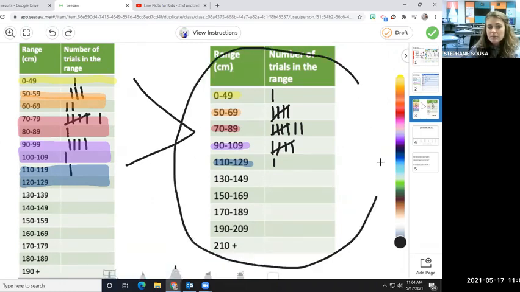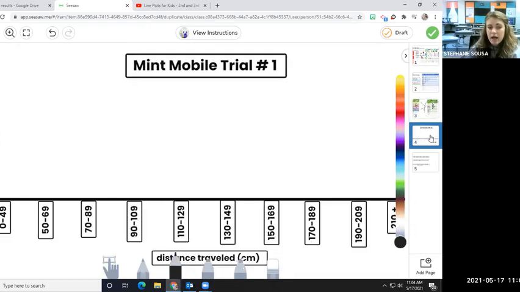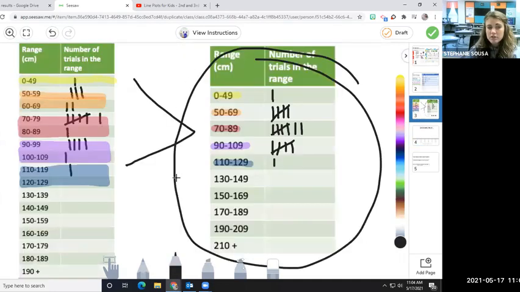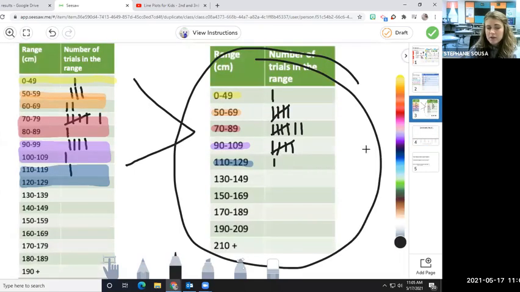We're going to use this simplified data to create our line plot. I'm going to do one category with you, and the rest of this is going to be independent work. Okay? Let's take a look at our line plot. You will see down here that our ranges match the simplified chart we just completed. Okay, 0 to 49, right here. 50 to 69, right here. Okay, so let's take a look at one of these together that we can graph. Let's look at the 50 to 69 range.